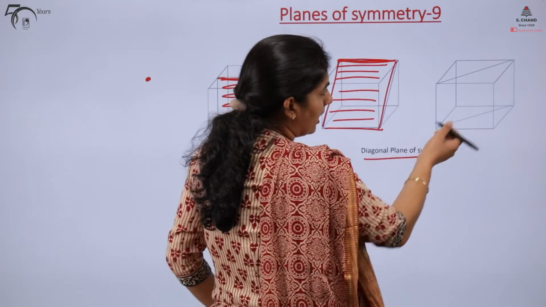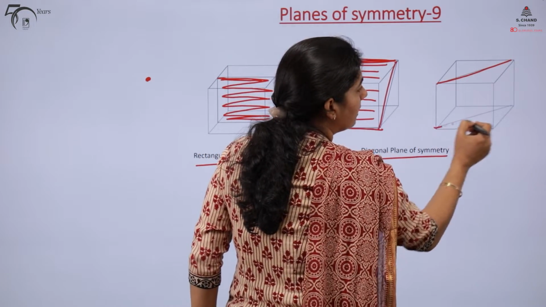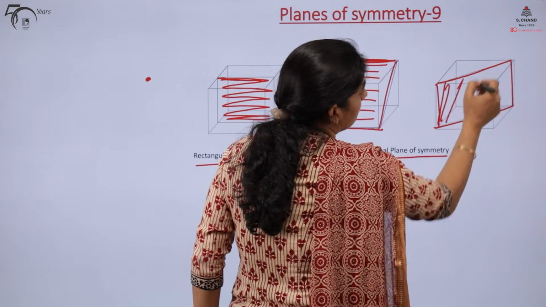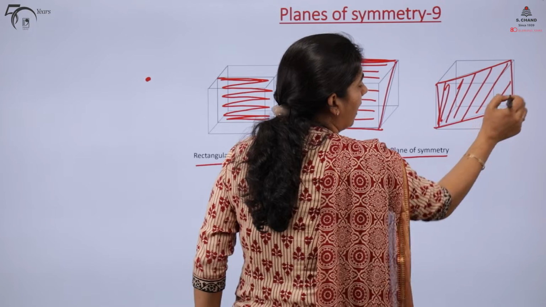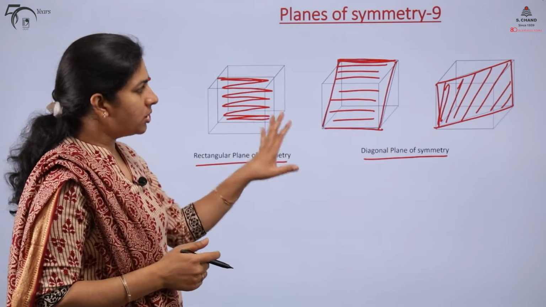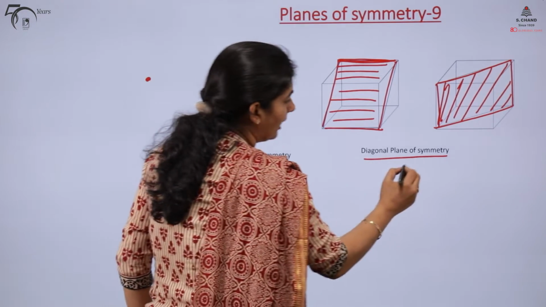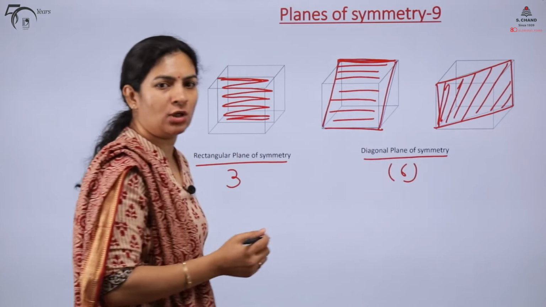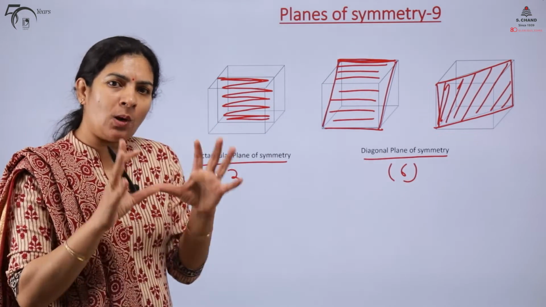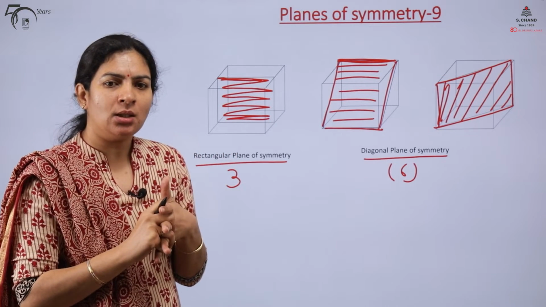And again, there's another type of diagonal. You can also draw a diagonal like this, and joining these you will have another type of diagonal plane, and 3 such diagonal planes also exist in a cube. So 3 rectangular planes and 6 diagonal planes in all. So 9 planes of symmetry exist in a cube. This is all about symmetry elements which are present in a cube.